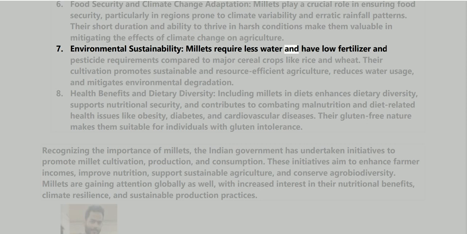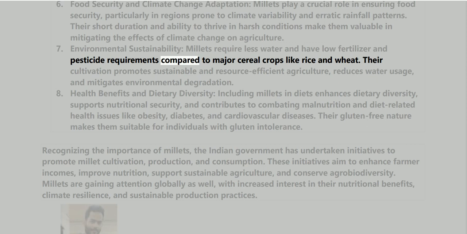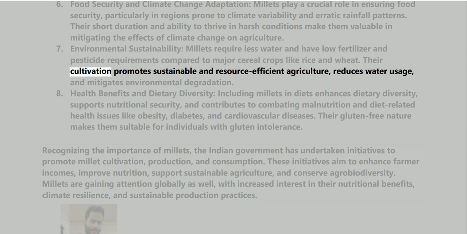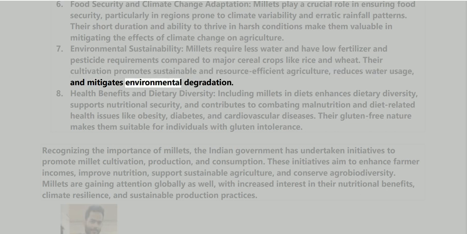Millets require less water and have low fertilizer and pesticide requirements compared to major cereal crops like rice and wheat. Their cultivation promotes sustainable and resource-efficient agriculture, reduces water usage, and mitigates environmental degradation.